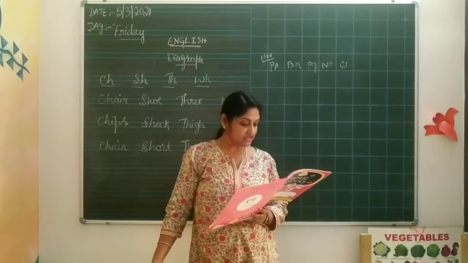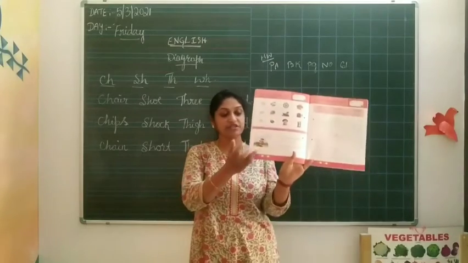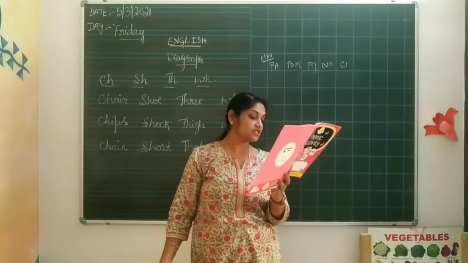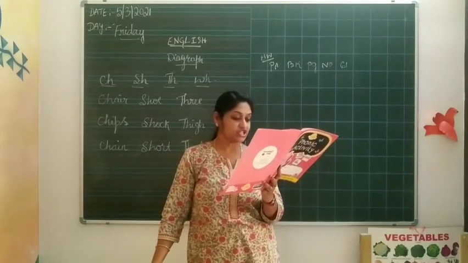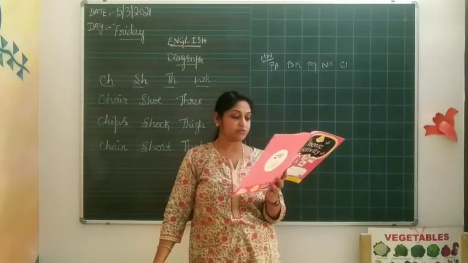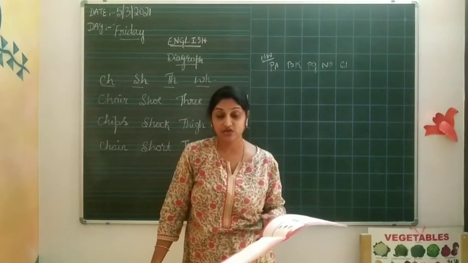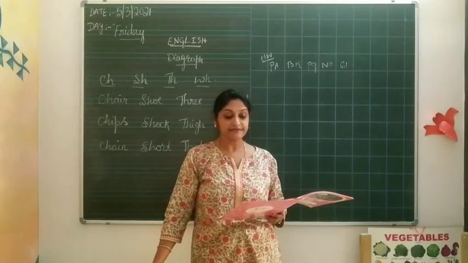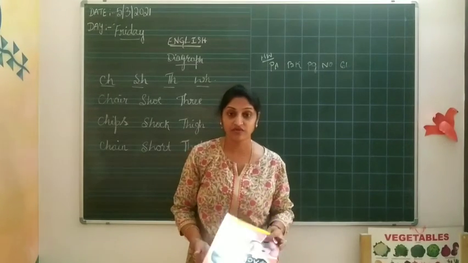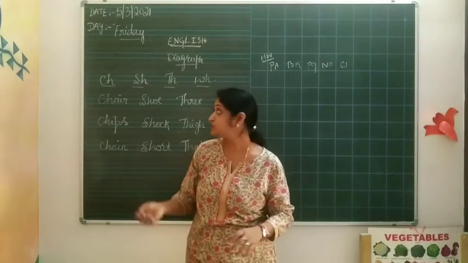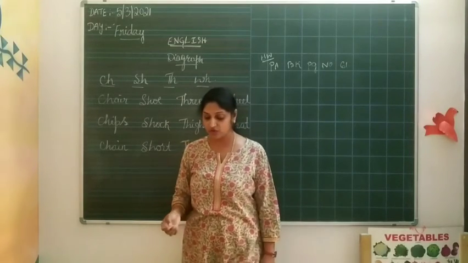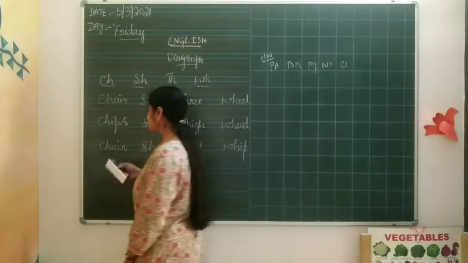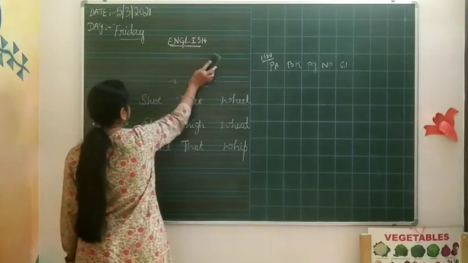Tick the correct sentence. You can see one picture given here. He likes to collect shells. Kim likes to paint a ship. Which is correct? For that picture, you need to tick the related sentence. Okay, this is your homework for the digraphs. Okay, children? In the next class we will go to sight words.